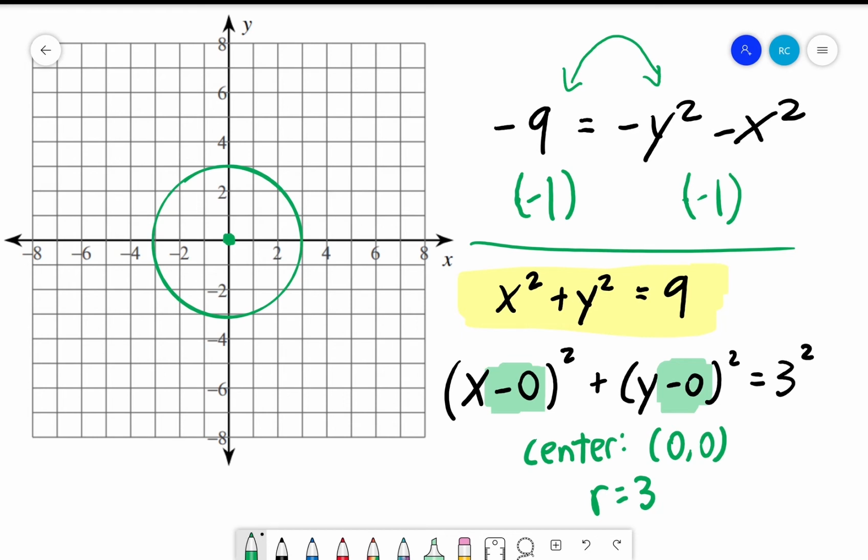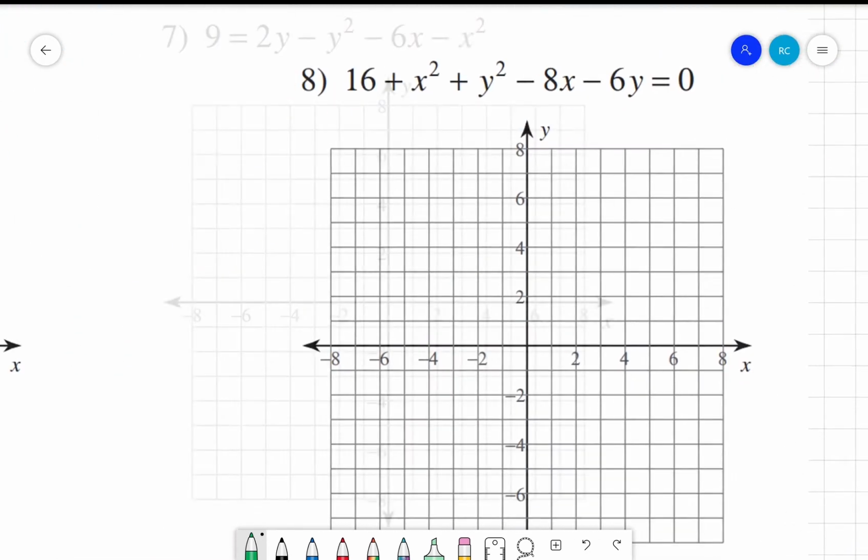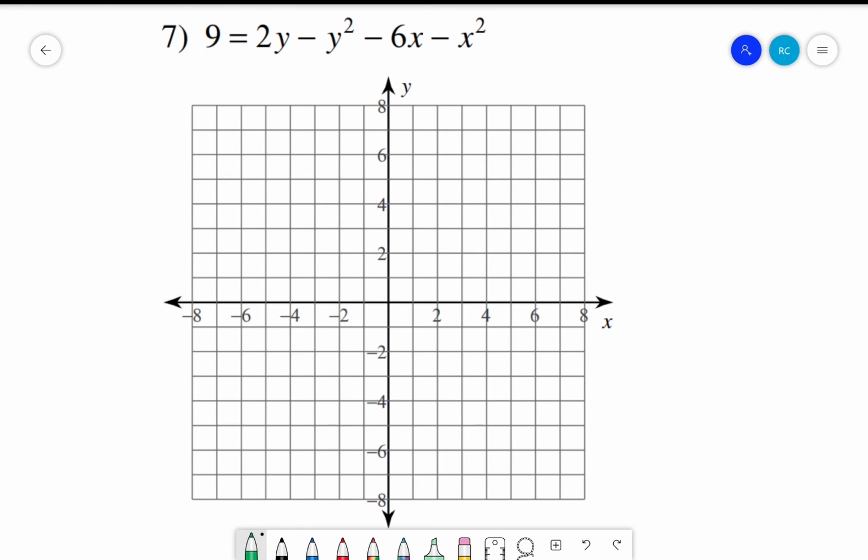Let's move on to number 3. Number 3 for this video, which is actually number 7 on the worksheet, is 9 equals 2y minus y squared minus 6x minus x squared. Okay, let's go ahead and copy this equation down and see what we can do with it.